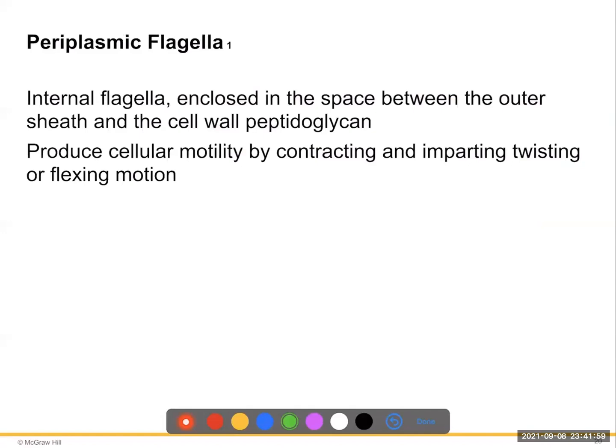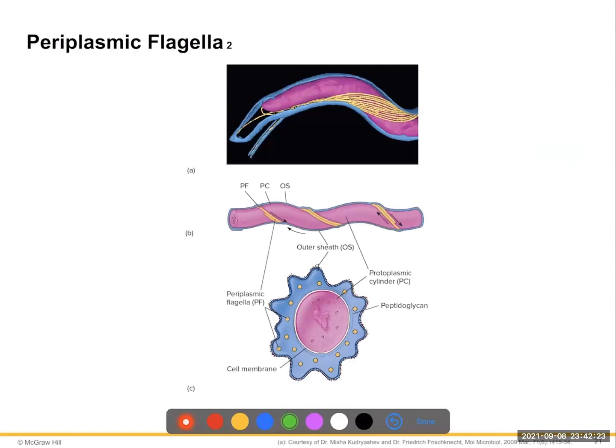You can have internal flagella. Internal flagella are enclosed between the outer sheet and the cell wall, the peptidoglycan. They produce cellular mobility by contracting and imparting twisting and flexing motion. They change the shape of the cell. They can make it squish in one area or expand in another area to increase or decrease its surface area. And there's these little fibers in here, and they allow the cell to constrict. When they contract, they constrict the cell and they change the shape of the cell.